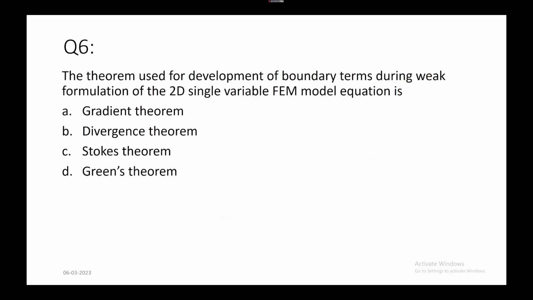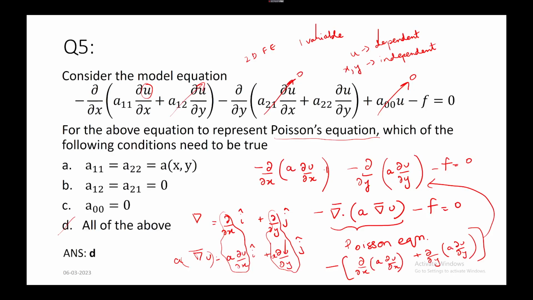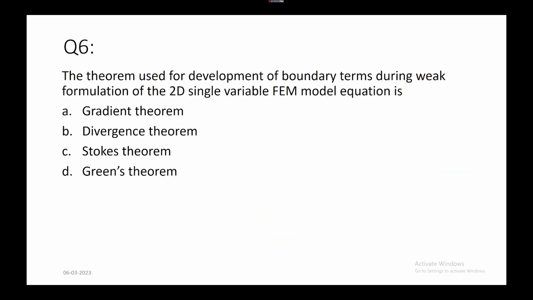Okay. So next question. The theorem used for the development of boundary terms during weak formulation of the 2D single variable FEM model equation. So this is the model equation. When we are developing the weak form of this model equation, we will be using one theorem for developing the boundary terms. So what would be the theorem? A is gradient theorem, B is the divergence theorem, C is Stokes theorem, and D is the Green's theorem. So what is the answer for this question?